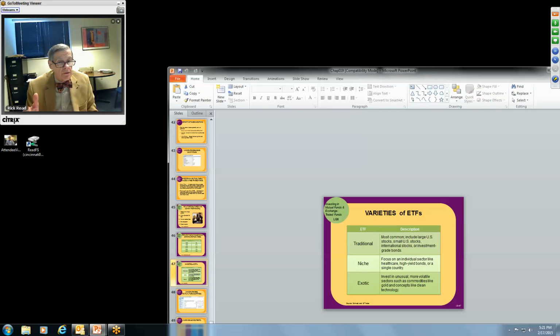These are varieties of ETFs. Again, I'm not going to go into this, but do your homework before you get into it. Notice traditional, niche, and exotic. Traditional is exactly what it says. Niche is a specific sector, and exotic is risky.